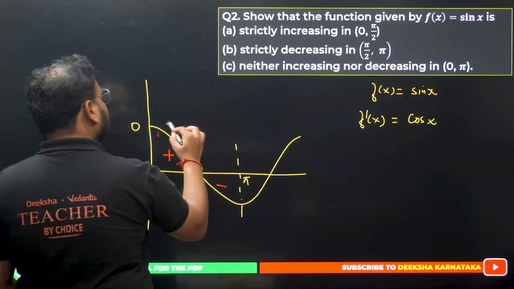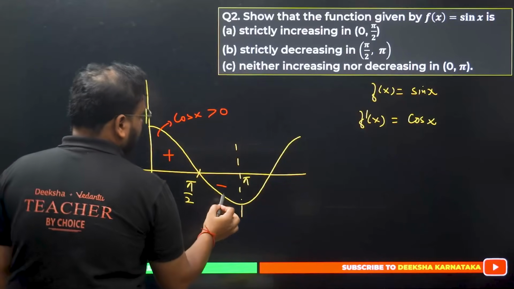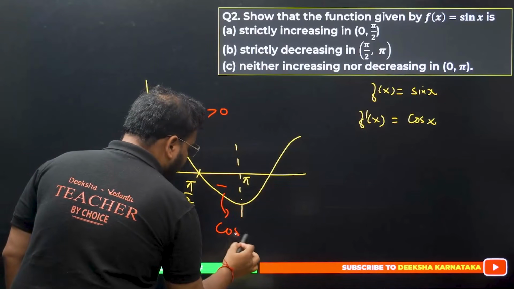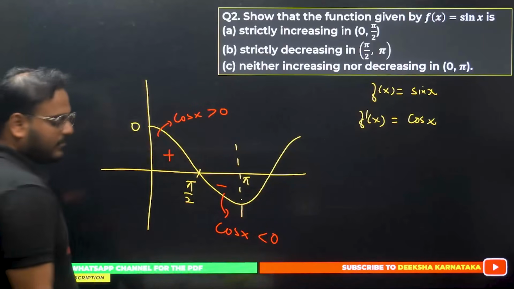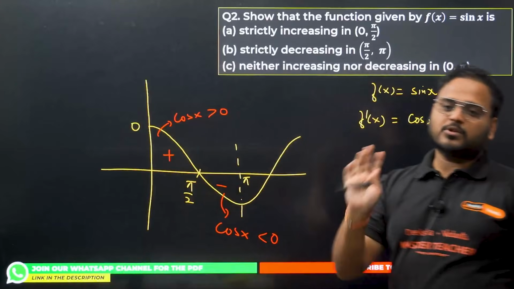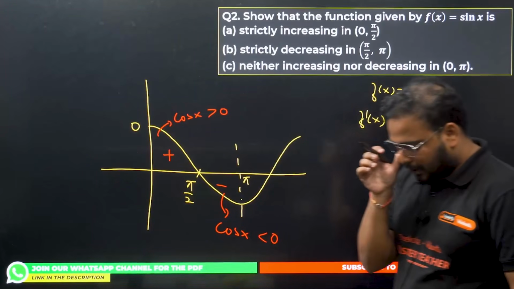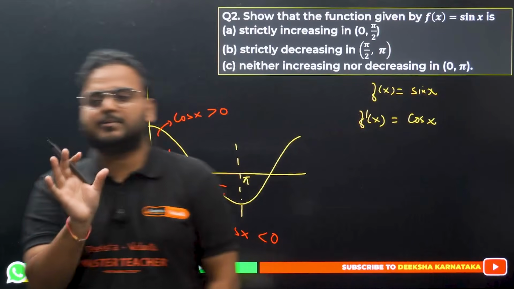This represents that cos of x is more than 0 over here, and this means what? Cos of x is less than 0 over here. I hope this is very much clear. In the first part it means cos of x is more than 0. In the next part it means cos of x is less than 0. Okay, clear. This much is okay.